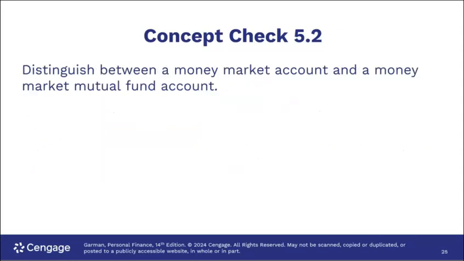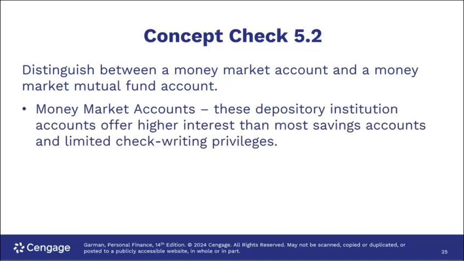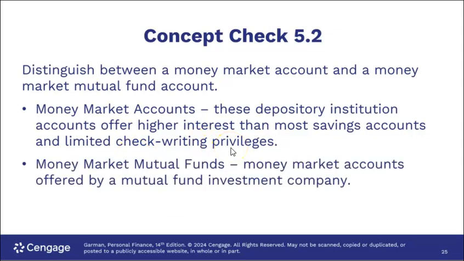Next, distinguish between a money market account and a money market mutual fund account. Money market accounts are depository institution accounts that offer higher rates than other savings accounts, with limited check writing privileges. Money market mutual funds are offered by a mutual fund company. They typically offer higher interest rates as well. Money market mutual funds are not insured by the FDIC.